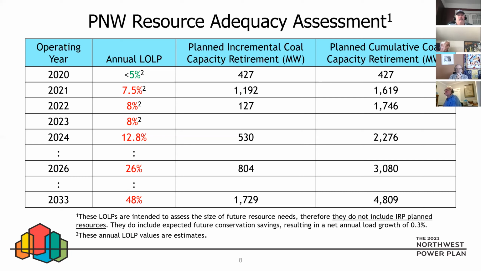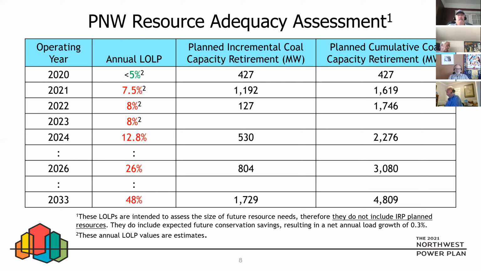What we're seeing here is the operating year in the first column, and the annual LOLP in the second column. Then I've got a running incremental and cumulative amount of coal retirement as announced as of, at least, last November. As you can see, a lot of the numbers are in red, which are over 5%. We are under 5% now, estimated. But by 2021, we're going to lose Boardman and Centralia, I think. If you want to see them, I can show you the retirement schedule.